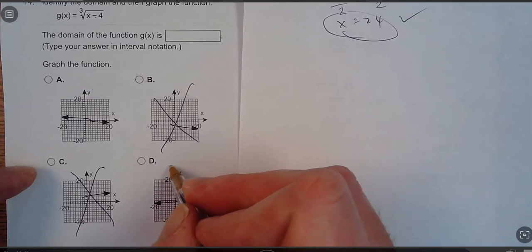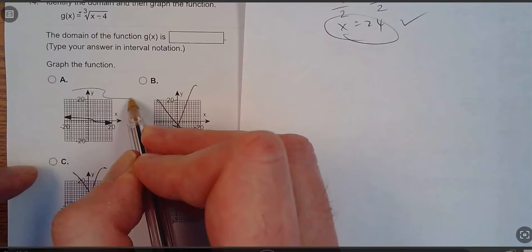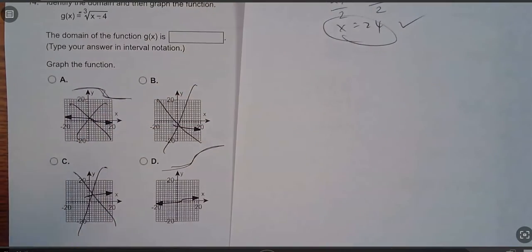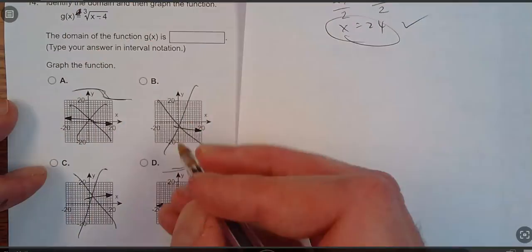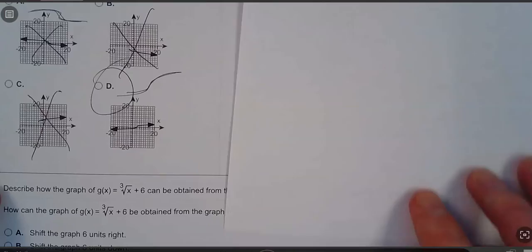But the positive S shape is like this. If this had a negative out front, it'd be like that. That's too drastic. More like that. So this one's out because it's not quite the right shape. It's a negative, and this is not a negative up here. So because of that, letter D is your answer for number 14.